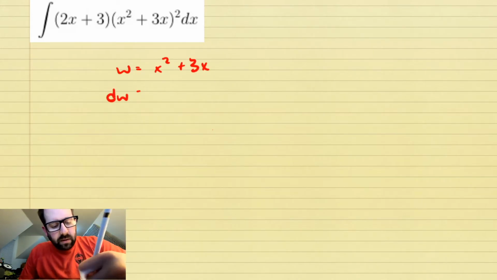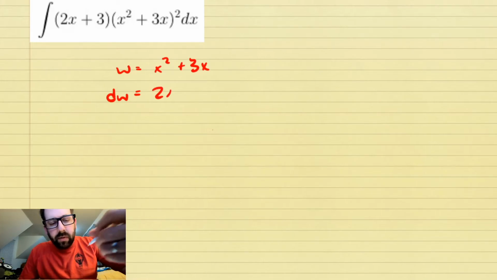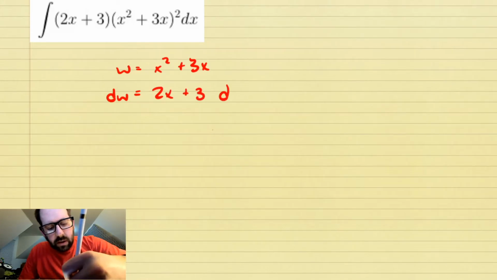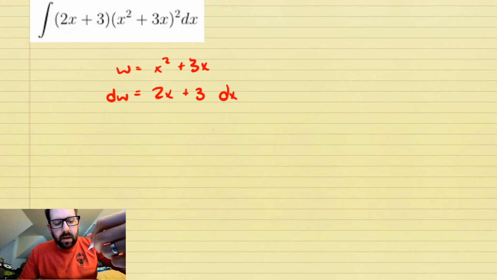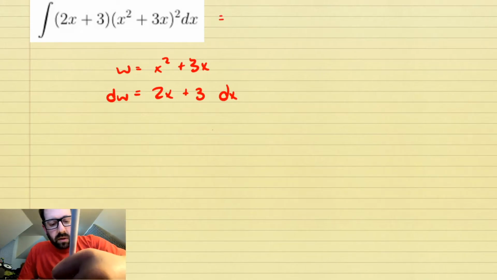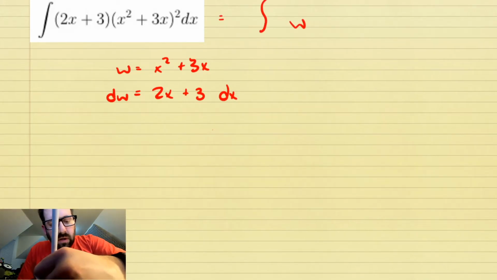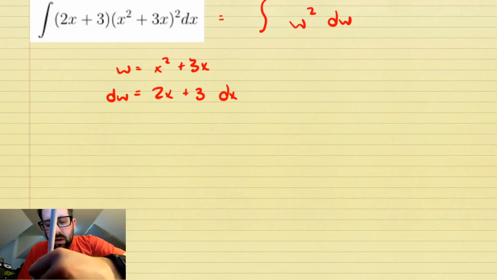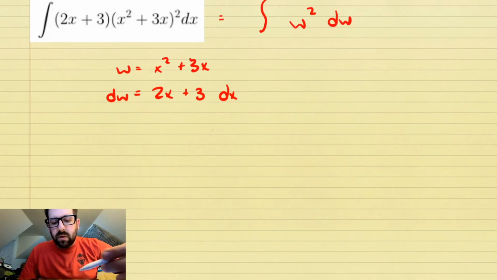The derivative of that is going to be the dw part. That'll be 2x plus 3 dx. That's the derivative of that. And you can see that part's right here and right there. So that is accounted for. So hopefully this is starting to make a little more sense. So if I do my little substitution here, this will be w squared dw. Because that x squared plus 3x was squared, so that's why it's w squared. And then the dw is the 2x plus 3 dx.